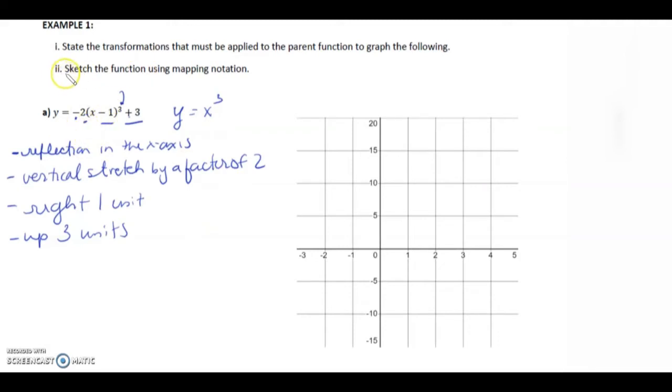Okay, and now number 2 says sketch the function using mapping notation. So what we're going to do is start with an x and a y, and then we're going to go ahead and use mapping notation to transform it. So I'm going to go -2, -1, 0, 1, 2. -2 cubed is -8, -1 cubed is -1, 0, 1, 8.